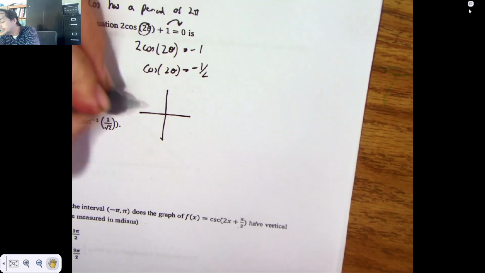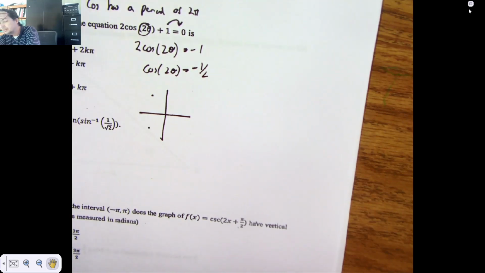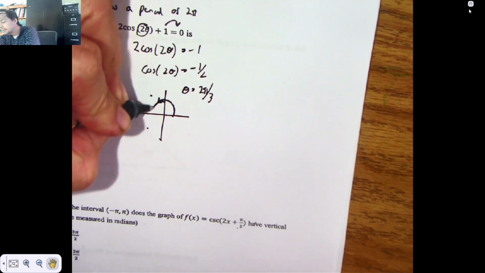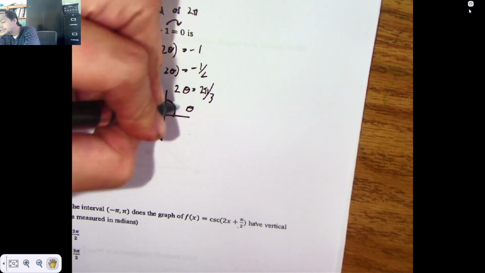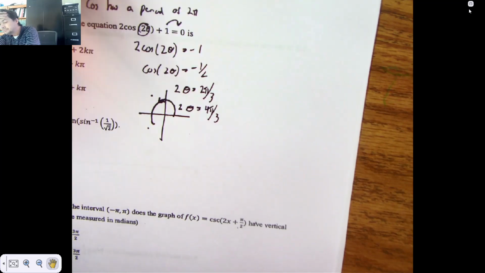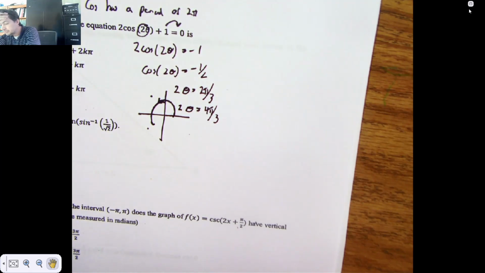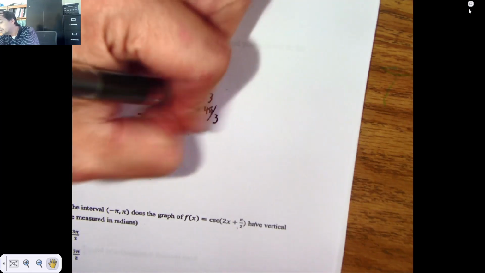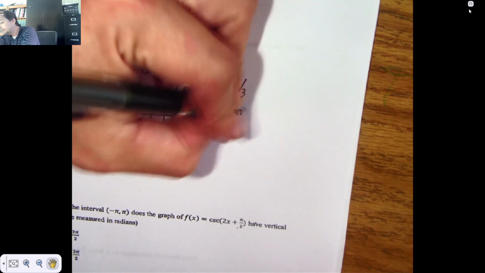So on a unit circle, I'm pretty tired, so I'm going to think it's over here and here. Wouldn't that be like 2 pi over 3? And this guy right here, wouldn't that be 4 pi over 3? Sorry, twice theta is 2 pi over 3, or twice theta is 4 pi over 3. So when I divide by the 2, I get pi over 3, or 2 pi over 3.